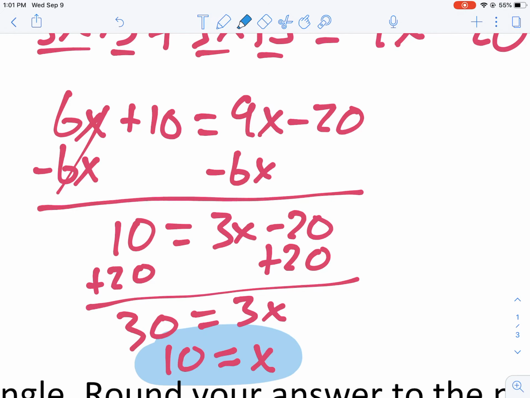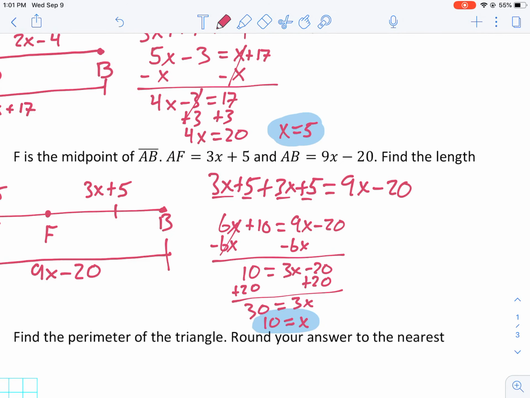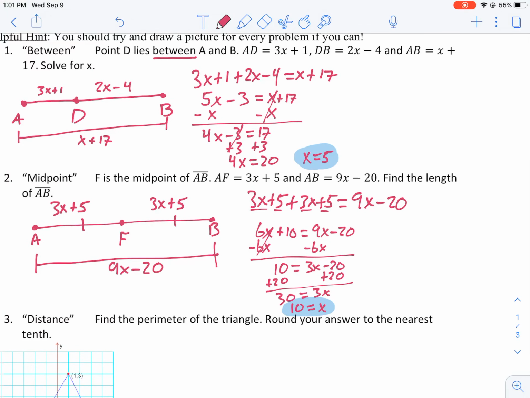All right. And that's how you would do this problem. You just got to know when you see midpoint, both sides are going to be the same.